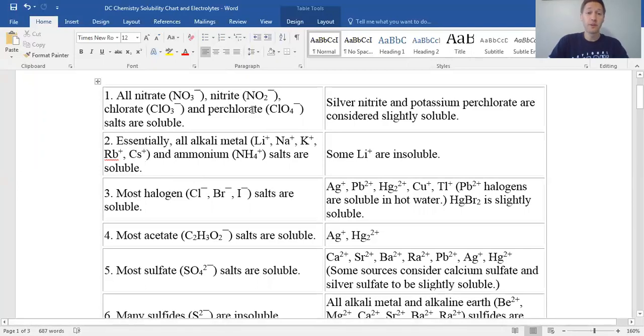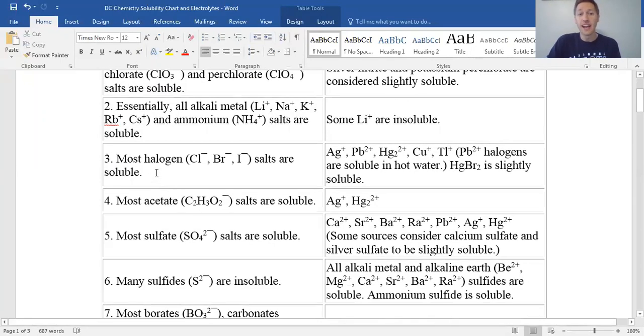So again, nitrates, those guys are soluble. All the alkali metals and ammonium are soluble. You might see the pattern here too. General rule, +1, -1, those things tend to be soluble in water, all right? There are some exceptions for the alkali metals. There are some lithiums that are insoluble. More on that later. Usually halogens are soluble. So anything with chloride, bromide, iodide, those things will dissolve into water.